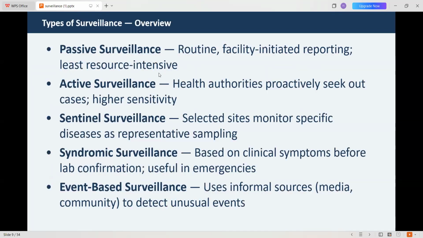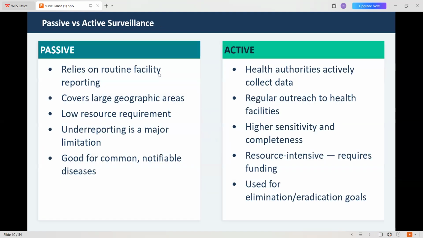Next, the types of surveillance are passive surveillance, active surveillance, sentinel surveillance, syndromic surveillance, and event-based surveillance. Now we'll discuss this one by one. Passive surveillance relies on routine facility reports and covers a large geographical area. Low resource requirement; underreporting is a major limitation; good for common notifiable diseases. Active surveillance: health authorities actively collect data, with regular outreach to health facilities, higher sensitivity and completeness, but resource intensive and requires funding. Used for elimination and eradication goals.